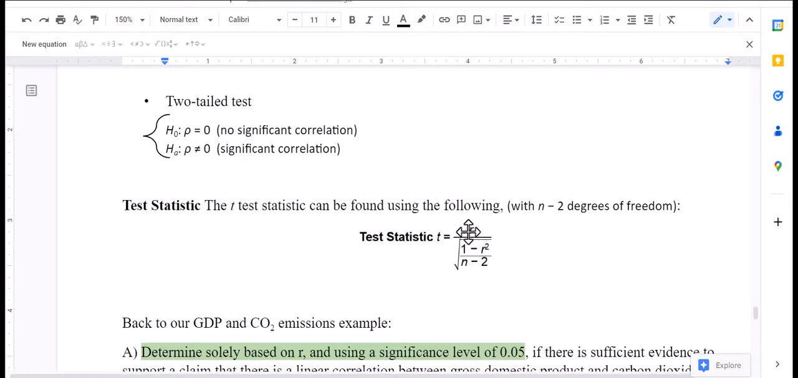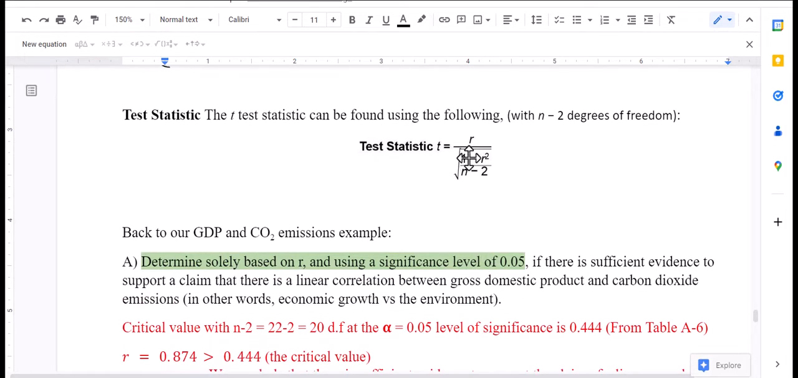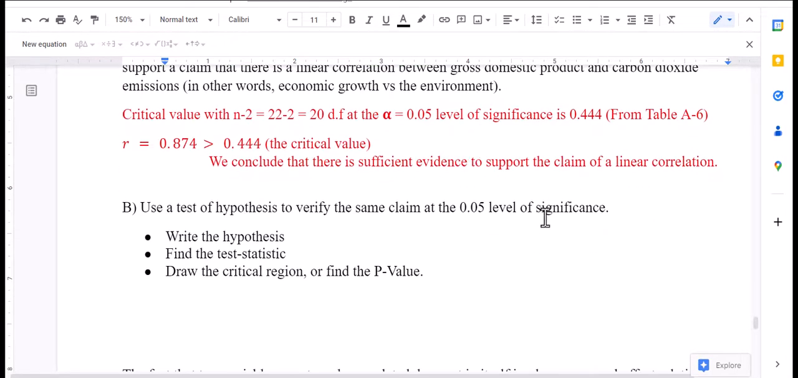Usually when we write a test statistic, we say the sample statistic minus the parameter divided by the standard deviation of the samples. So then this will be r minus rho, but rho is always 0. That's why you don't see it in here. So we can find the test statistic for this. Let's do that real quick, and then we'll use a 0.05 level of significance. We need to write the hypotheses and find a test statistic, and then either draw the critical region or find the p-value. So let's do all of that.